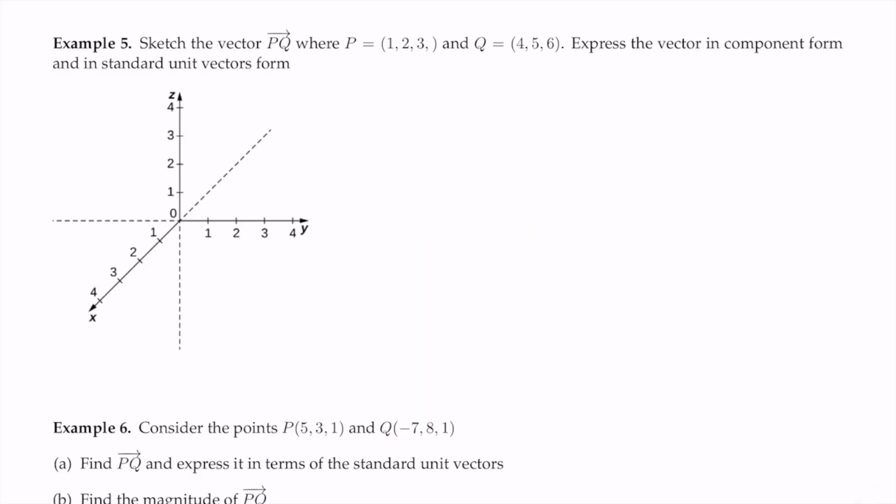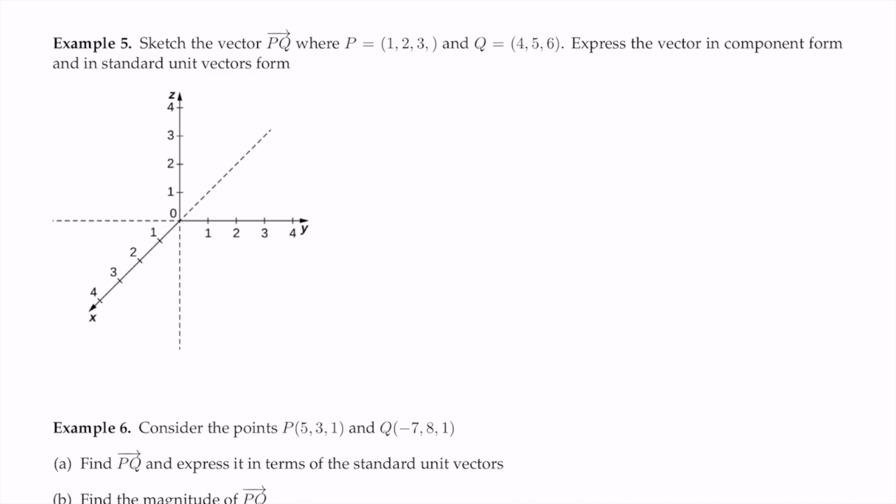For example 5, we want to sketch the vector PQ, where P is the initial point 1, 2, 3, and Q is the terminal point 4, 5, 6. And I want to express the vector in component form and in the standard unit vector form. We have already learned how to locate a point in space, so let's try to do it again for this example, and hopefully at this point we are comfortable with locating a point in space.